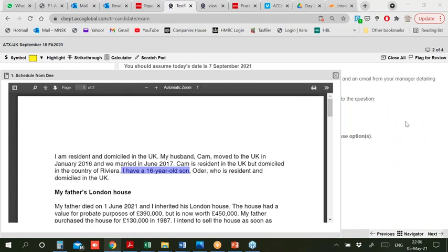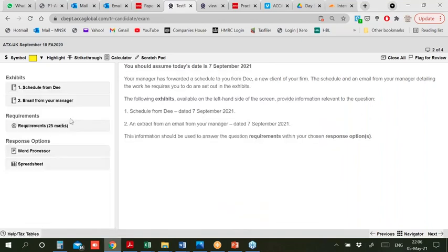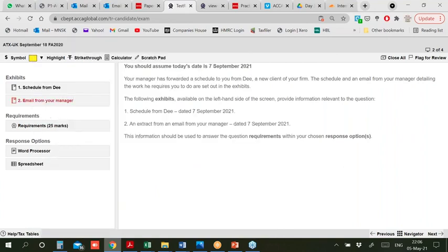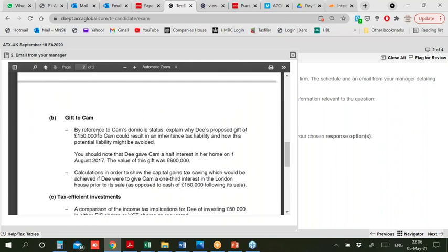Now, in part A, I have answered everything. Part C, I had answered already. So let's get back. Gift to Cam. So that I have done as well, that what is the residency status of Cam as far as the IHT is concerned. So we have covered that as well.